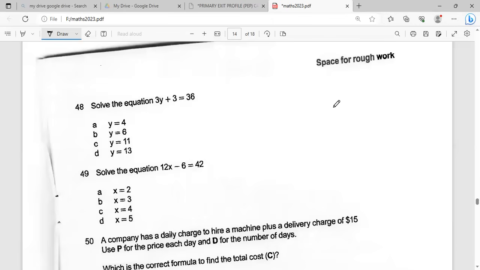48. Solve the equation 3y plus 3. So what we're going to do is minus 3 from both sides. So we get 3y equals 33.